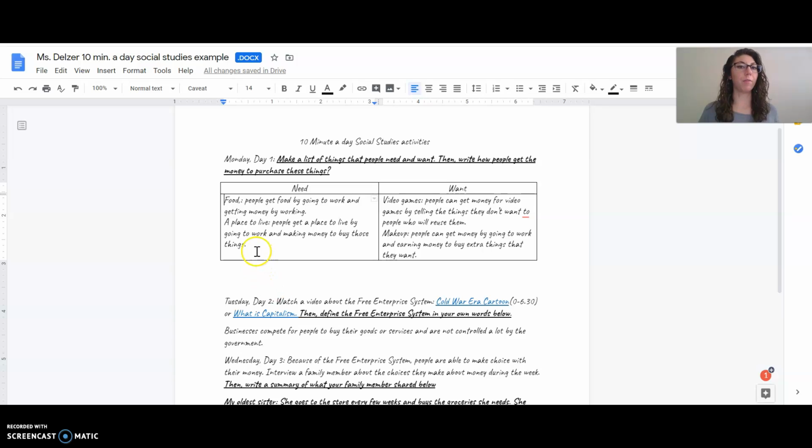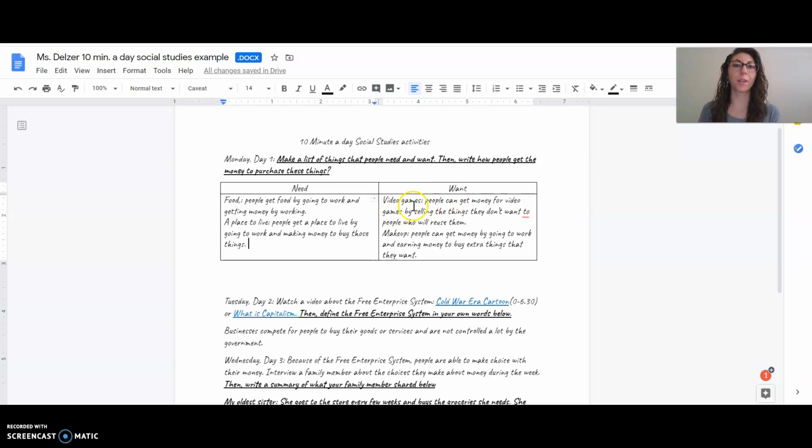It's okay if, when you explain how people get the money to buy the things that they need or want, you write the same sentence, because a lot of times it's the same way that people get money for different things that they want or need, and that's how they purchase things.